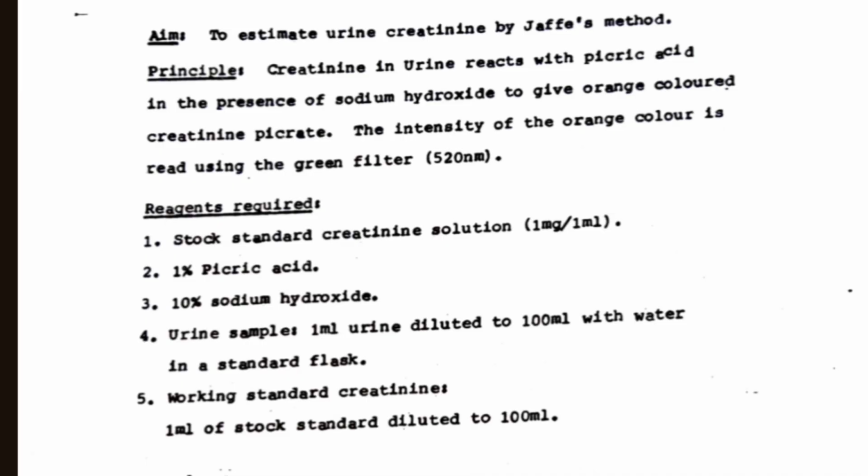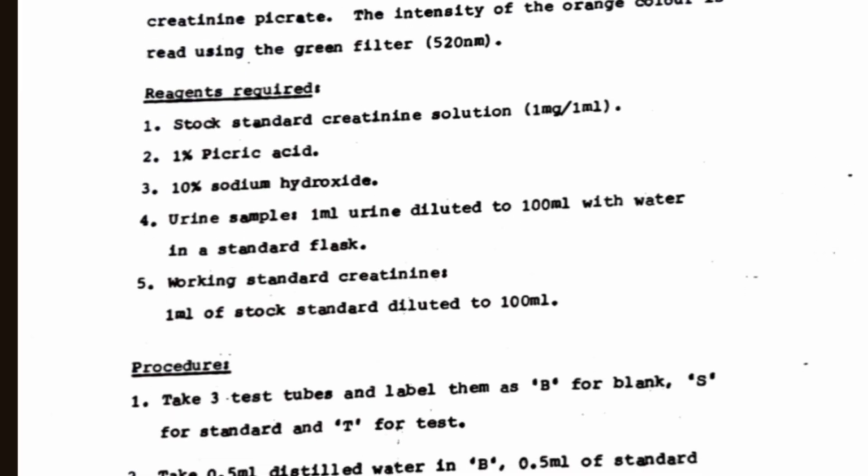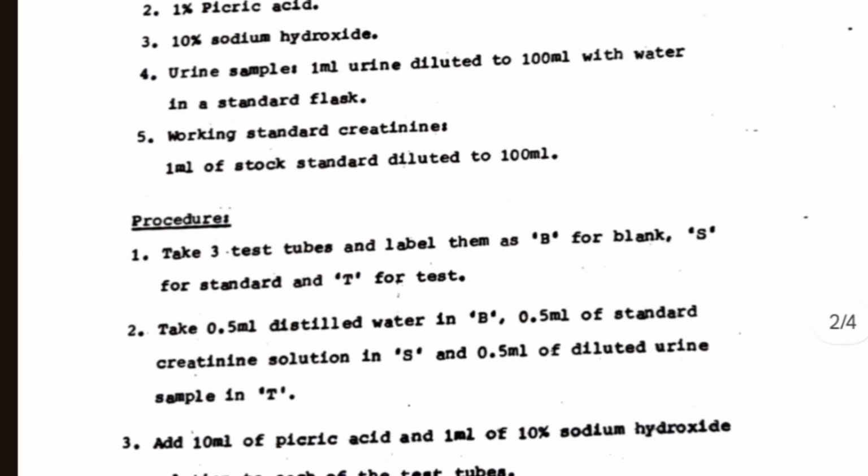Creatinine in urine reacts with picric acid in the presence of sodium hydroxide to give orange colored creatinine picrate. The intensity of the orange color is read using the green filter, which is 520 nanometer, in the colorimeter. Reagents will be stock standard creatinine solution 1 mg per 1 ml, 1% picric acid, 10% sodium hydroxide, urine sample, and then working standard creatinine, which is 1 ml of stock standard diluted to 10 ml.